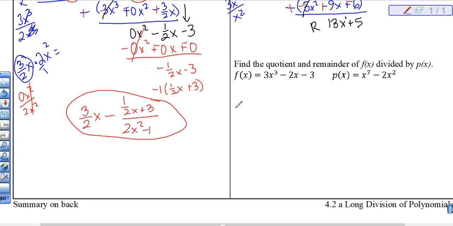Okay, last question. Find the quotient and the remainder of f of x divided by p of x. F of x, notice how many terms is it missing? 1. P of x, how many terms is it missing? Like a lot. But here's what I want to ask you. So this has, if I expanded it all the way out, it would have 4 terms, right? If I expanded this one all the way out, it would have 8 terms, right?